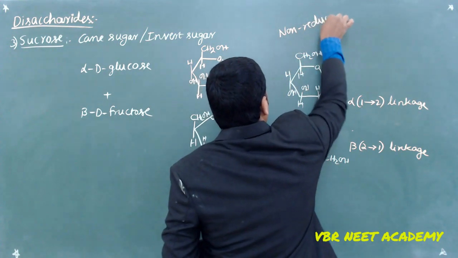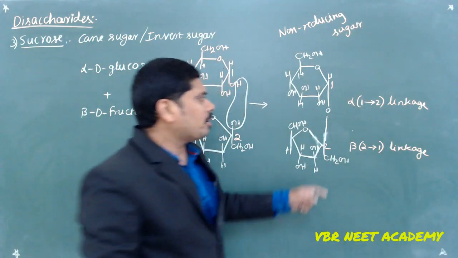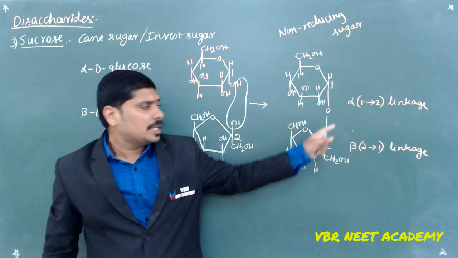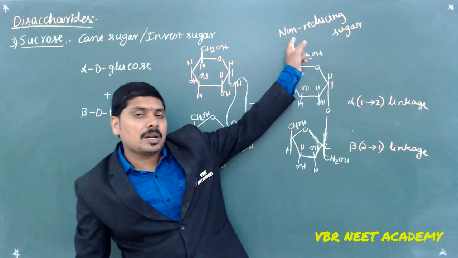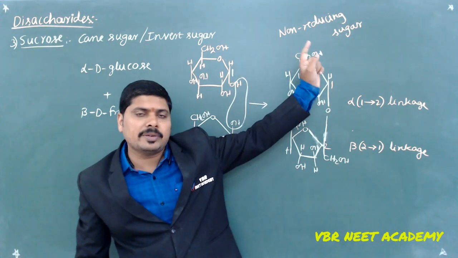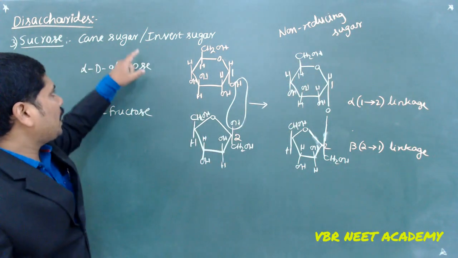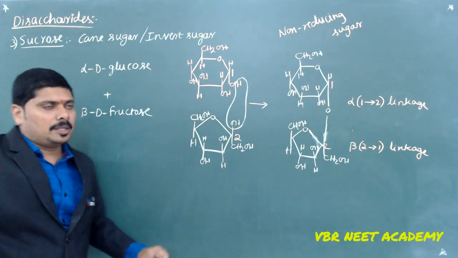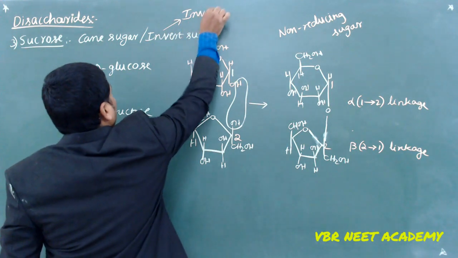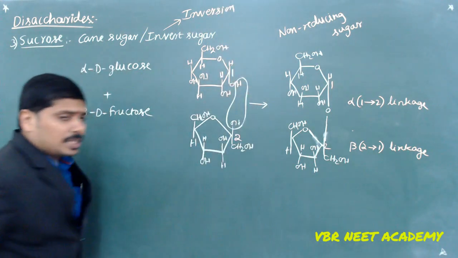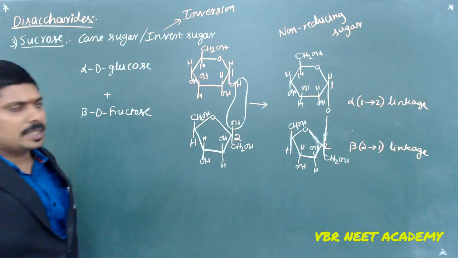So many important points are there for sucrose. The first point we already discussed: it can have two types of glycosidic linkage, which we define as alpha 1-2 glycosidic bond and beta 2-1 glycosidic bond, and it acts as a non-reducing sugar. The only disaccharide which acts as a non-reducing sugar is sucrose. The next one, I said it's called invert sugar. It is called invert sugar because it shows the property called inversion. What is inversion?